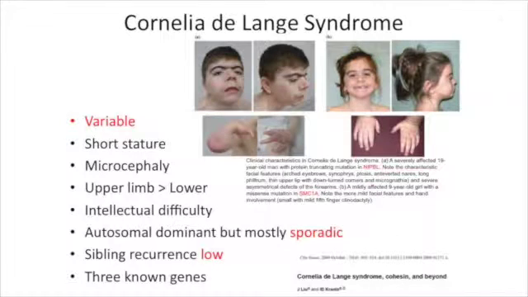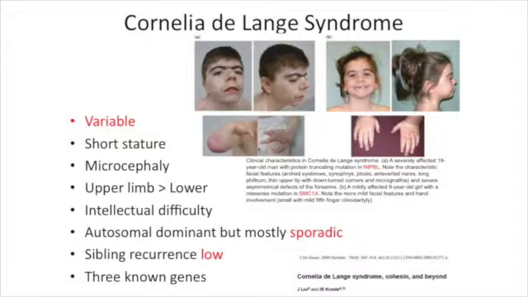Okay, I'm going to talk next about Cornelia de Lange syndrome, which is also a dominant condition, but it's different to Holt-Oram in that there's no association with intellectual disability in Holt-Oram. However, Cornelia de Lange syndrome is associated with intellectual disability. Again, the features are very variable, as you can see. Short stature and microcephaly, so that means a small head size. Typically the upper limb is more affected than the lower limb.